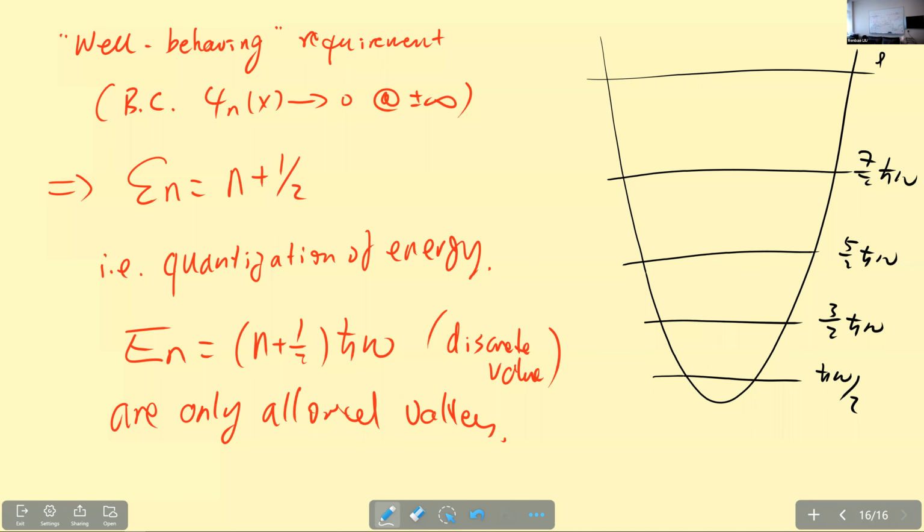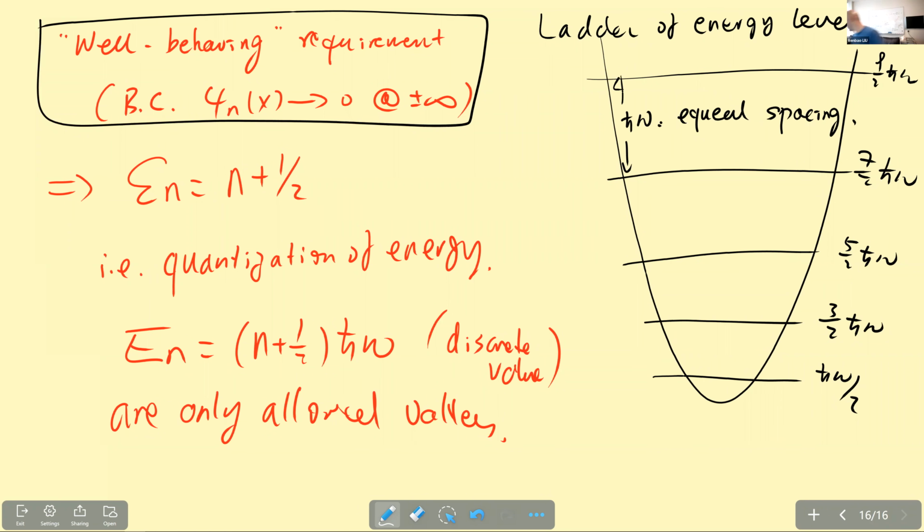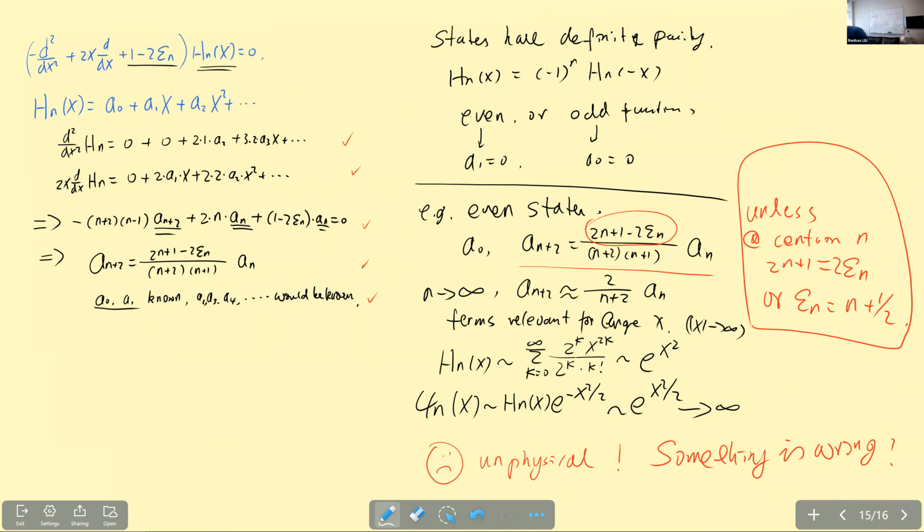Okay. So all of these are equally spaced. Okay, it's like a ladder. And all of this comes from this condition. But remember, if we don't have this one, the wave function will diverge. Okay, right. So that's why we have discrete energy for the bound states.